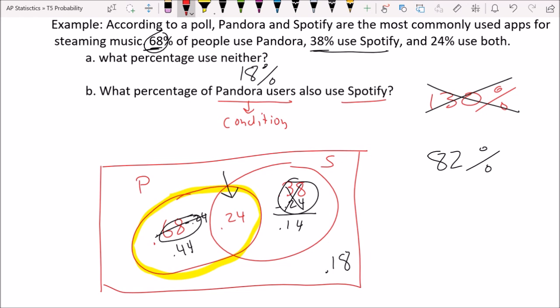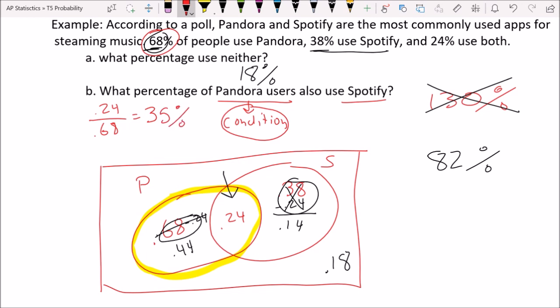So what this is kind of saying is like, hey, to answer this question, only look at the Pandora bubble. Okay, so I'm looking at the Pandora bubble. How many of those use Spotify? 0.24 of them use Spotify out of all of, now remember the condition is the denominator. We said that earlier. Okay, so the denominator is these two added together, or if you prefer, this 68% up here, out of 0.68. So let's type that in, 0.24 divided by 0.68. And they asked for a percentage. I'm going to round to the nearest whole. That's 35%.